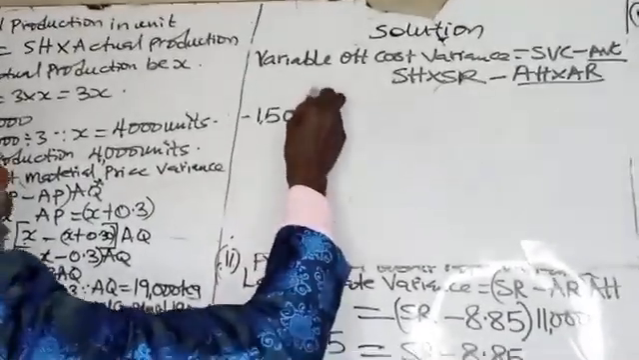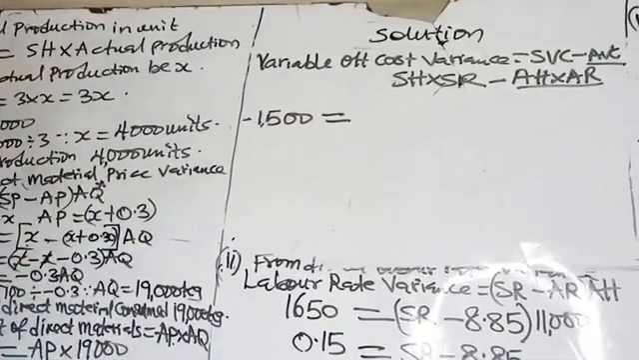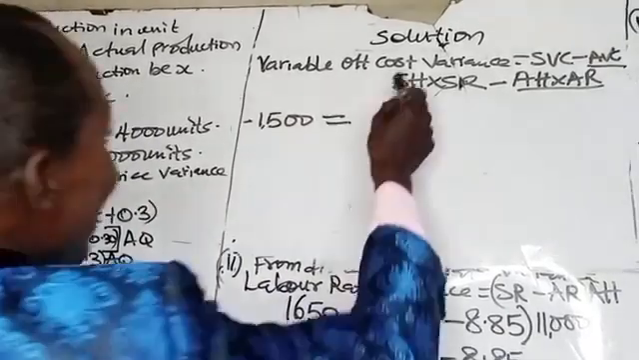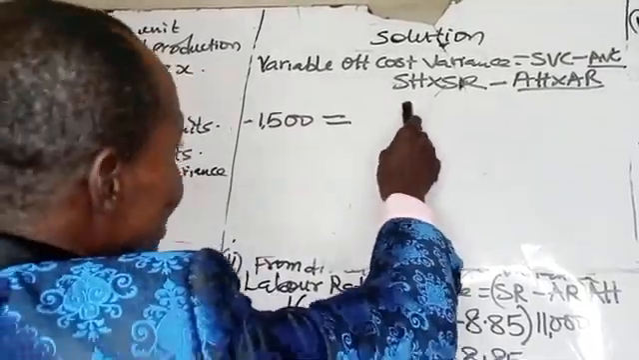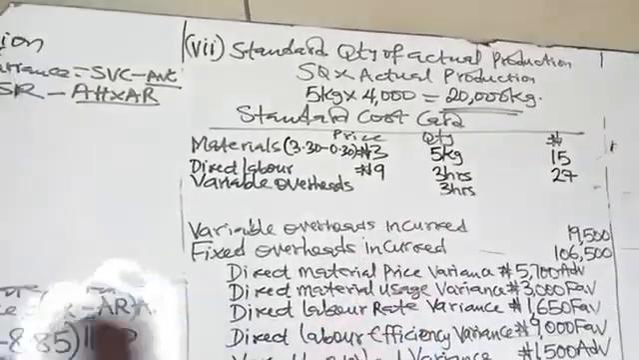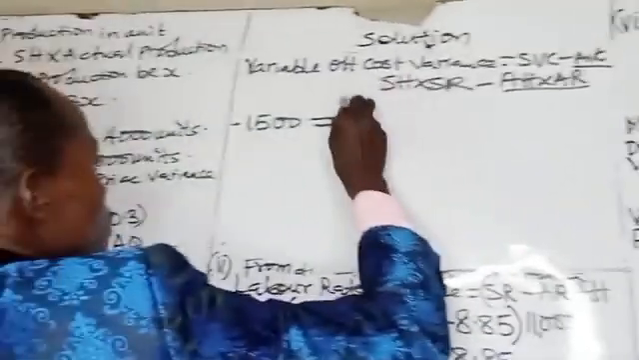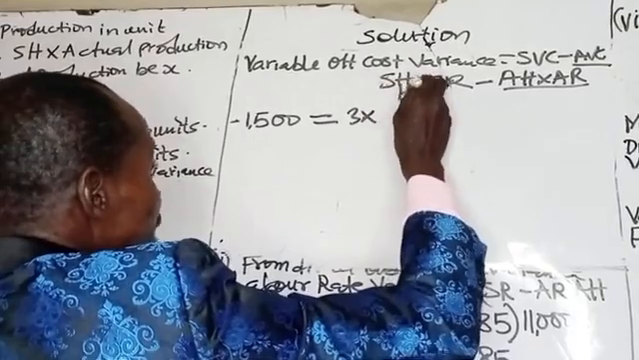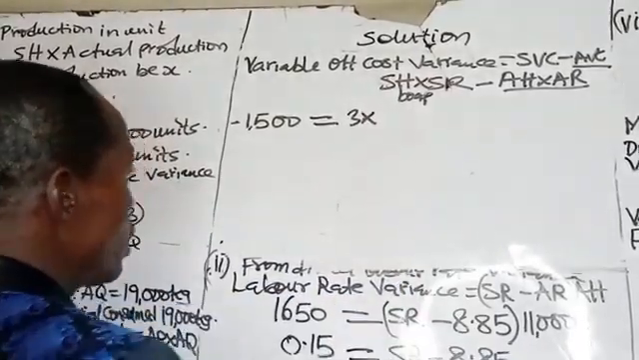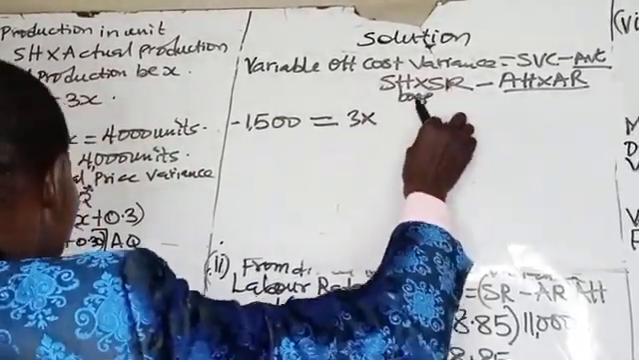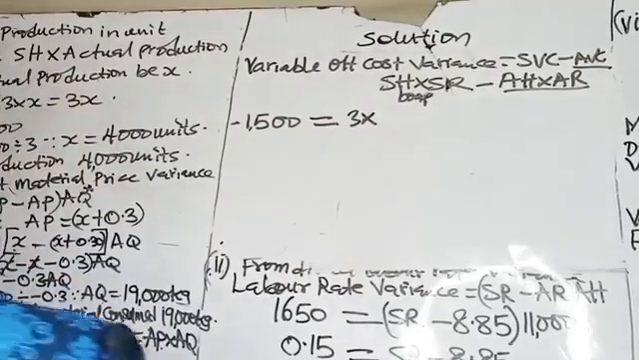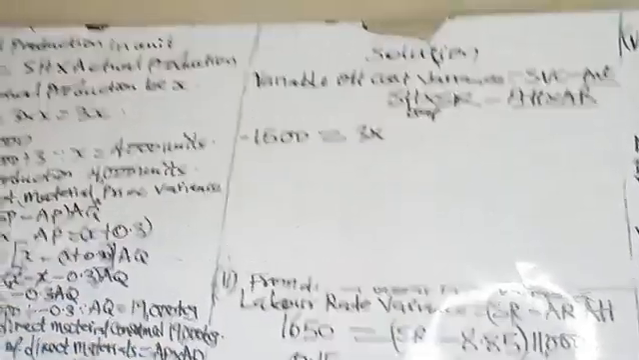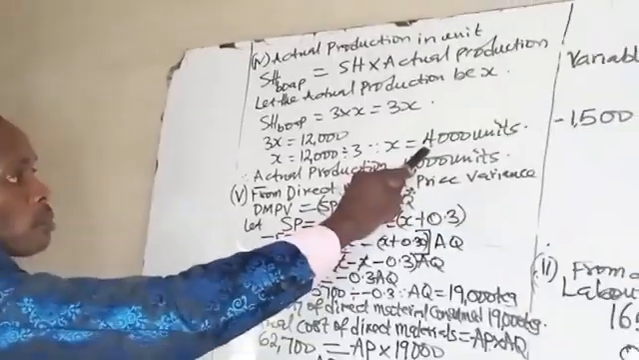So we have minus 1,500 equals to, what is the standard hour? Standard hour is 3 hours as before, based on actual production. I've told you, you always place your standard hour and the standard quantity based on actual production, and the actual production has been calculated earlier, and we got that to be 4,000.